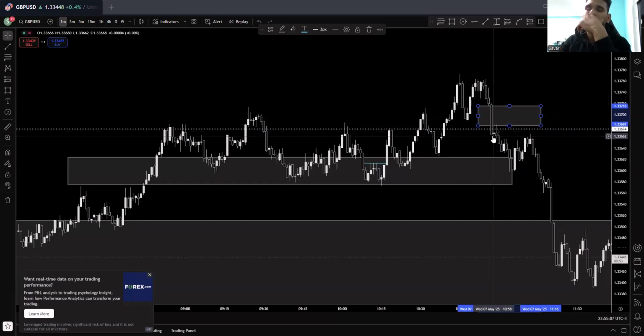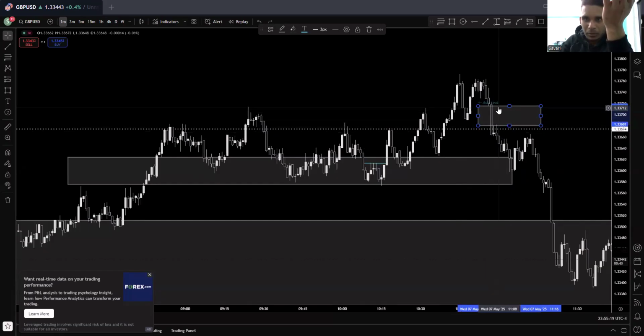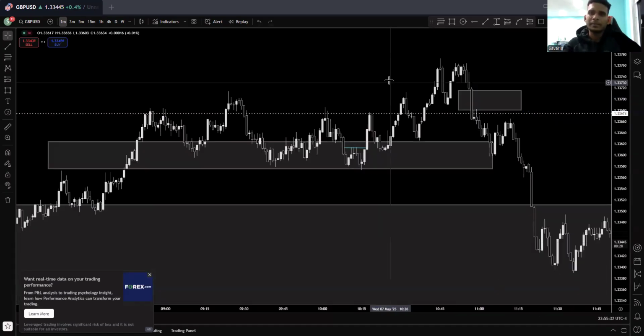You should enter some position, not the whole position. You should execute at least half the position. Like if you're planning to put one lot, you can put 0.3 lot here. Once the price reprices to this point, you can add some positions. By doing these kinds of things, you can reduce the risk. So yeah, pretty much this is the day.